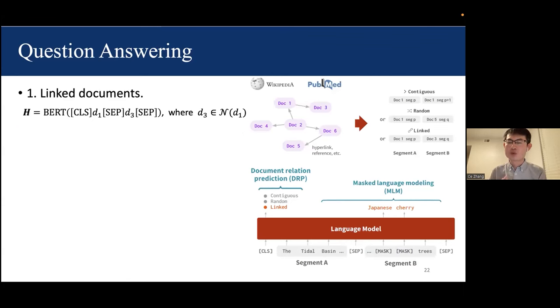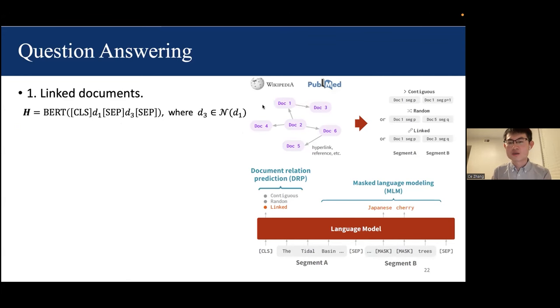First of all, we look at how we do the input to this LinkBERT model. We have three different types of input. The first input is linked documents. So we have D1 and D3. D1 is the central document, and D3 here is a hyperlinked document.